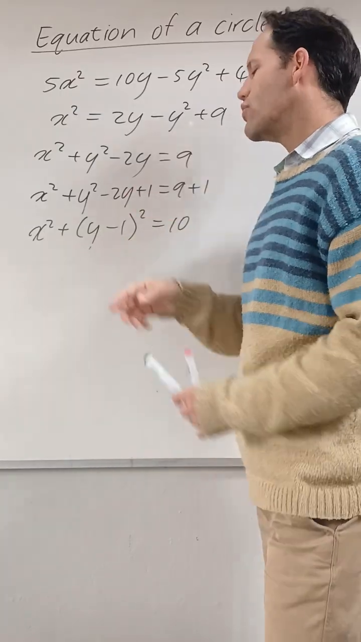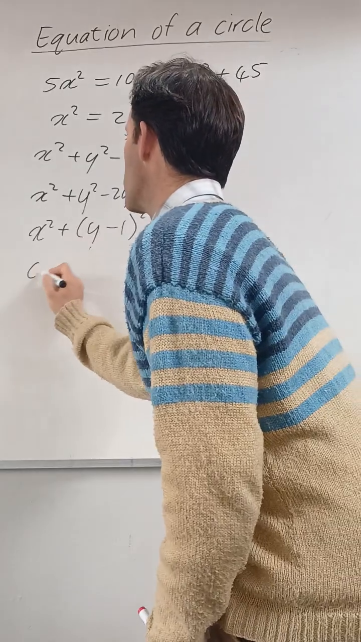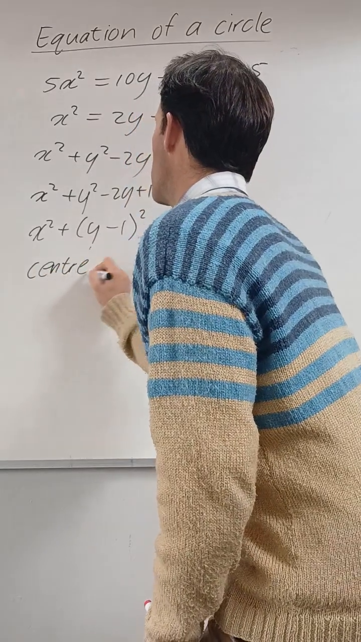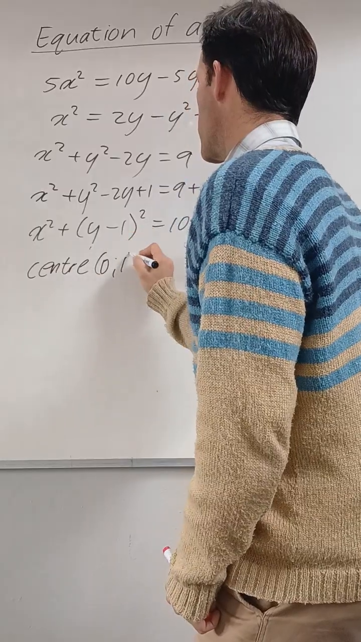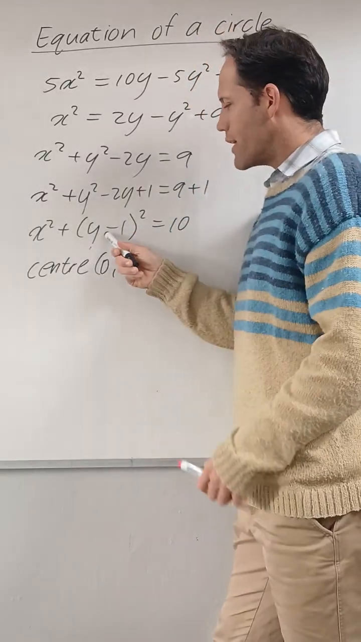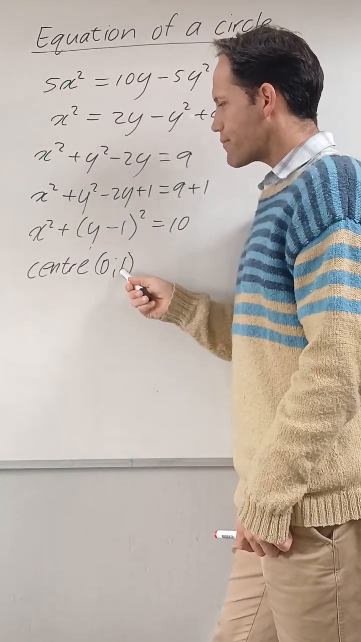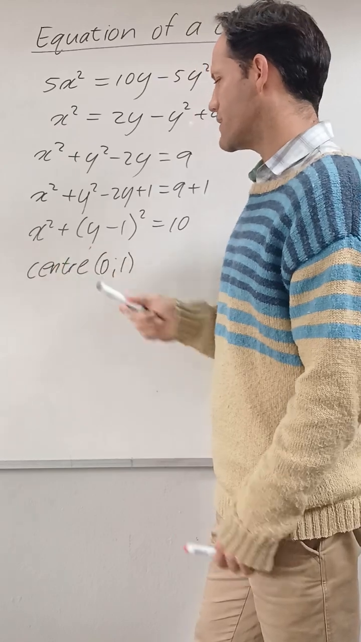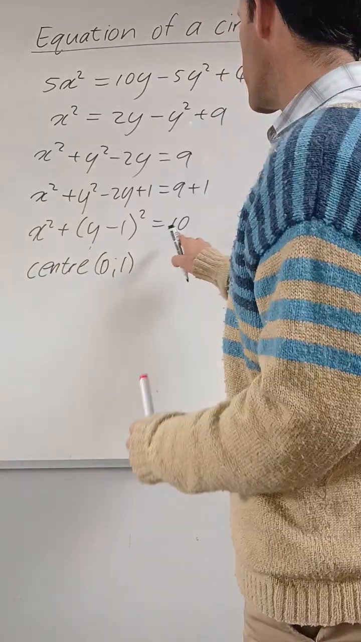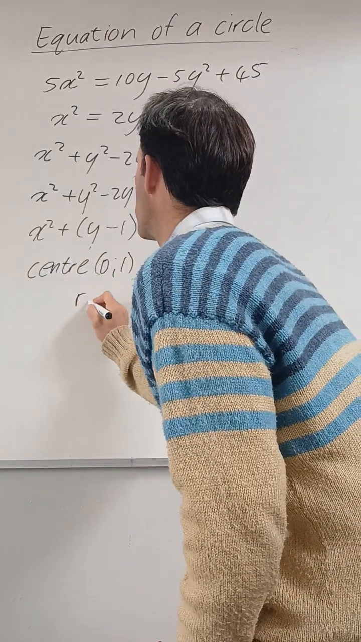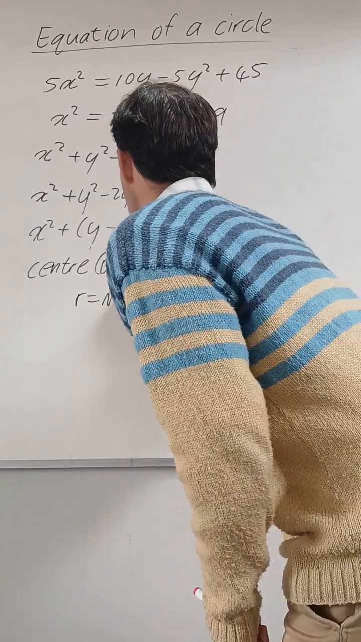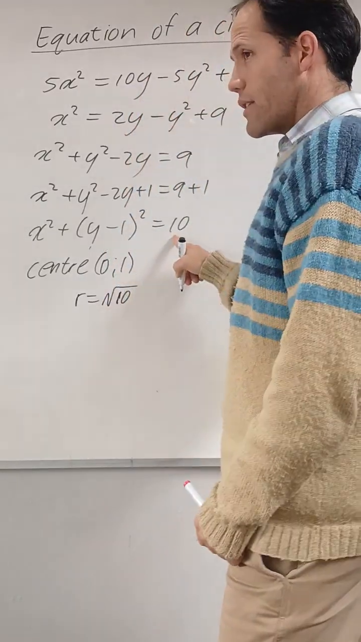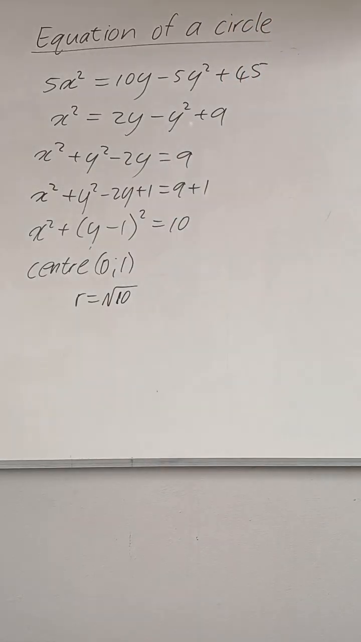And then you can say, the center of this circle would be 0 for x and 1 for y. So remember, if it's a minus 1, it's at 1. If it's just x squared, it means it's at 0, the center. And then the radius is always the square root. So it's the square root of 10. So you don't say this is r squared. You must find the square root to find the radius.